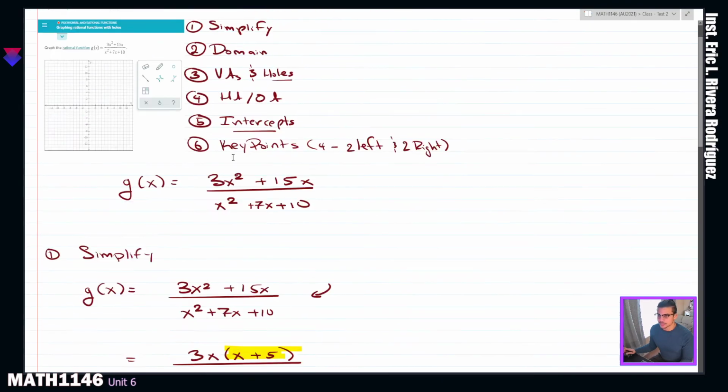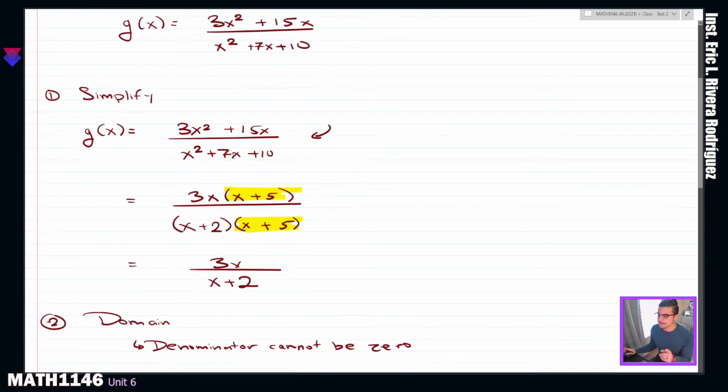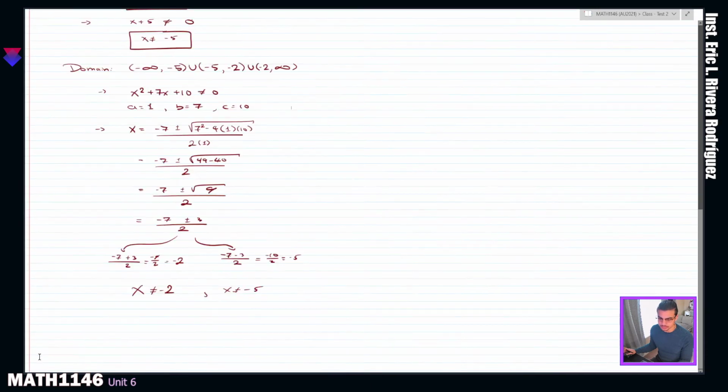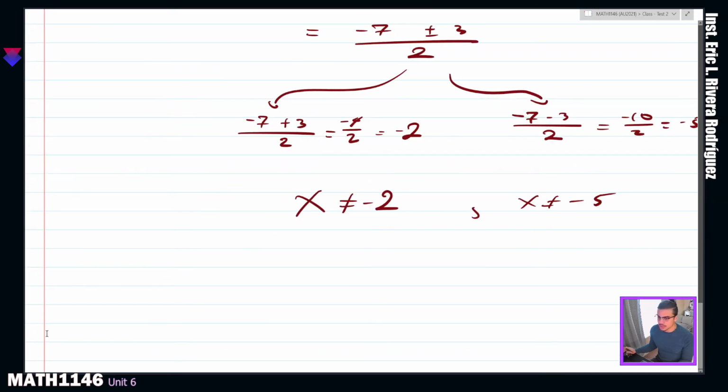All right. So those are the first two steps, and now we are going to determine vertical asymptotes and holes. Why am I looking for vertical asymptotes and holes in the same step?